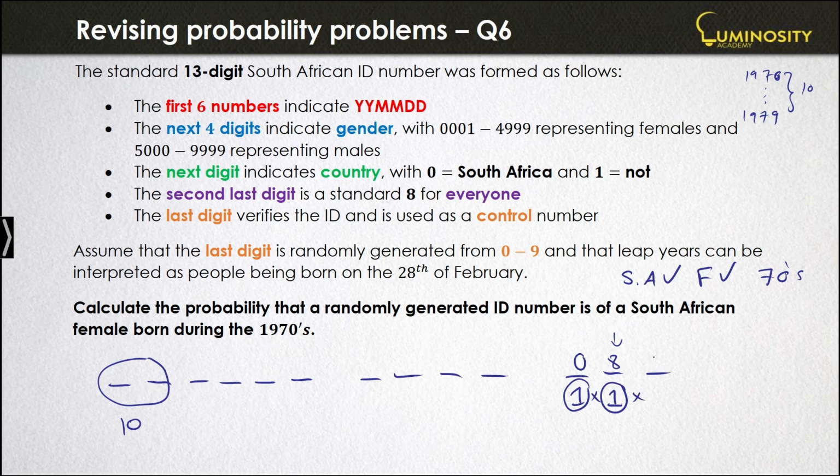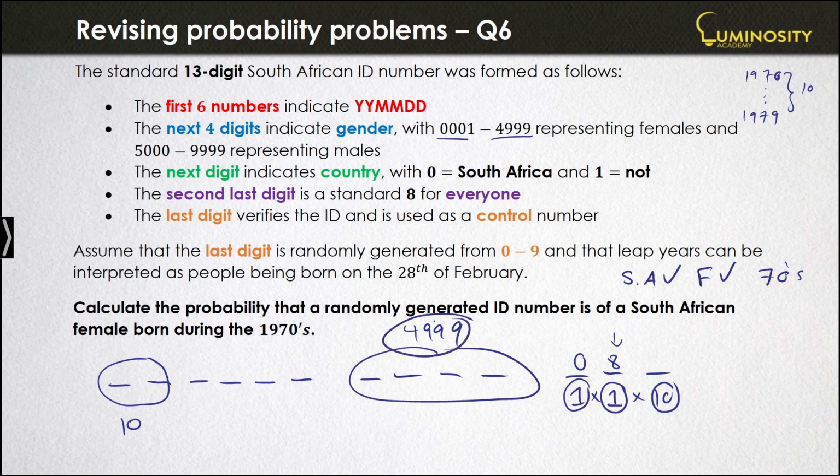And then the last digit is a control digit, so that's still 10 possibilities here. Okay, then being female means that you are represented from 0001 to 4999. So there are 4,999 different possibilities here for the female option.